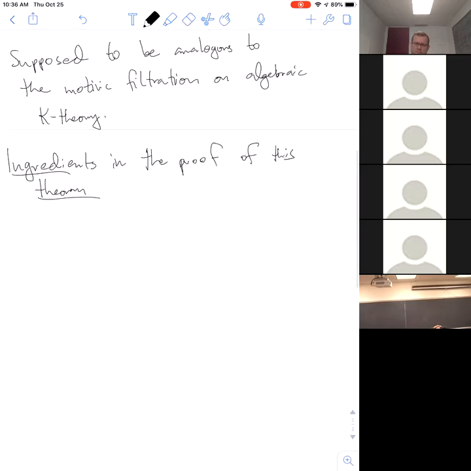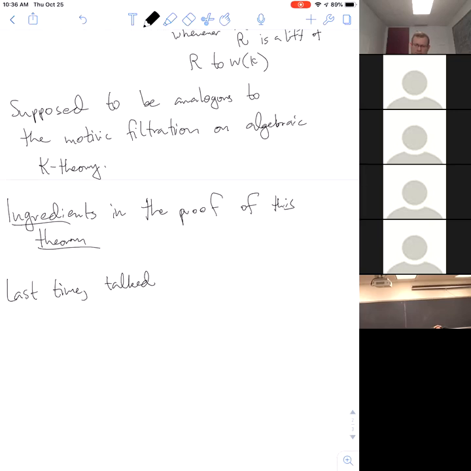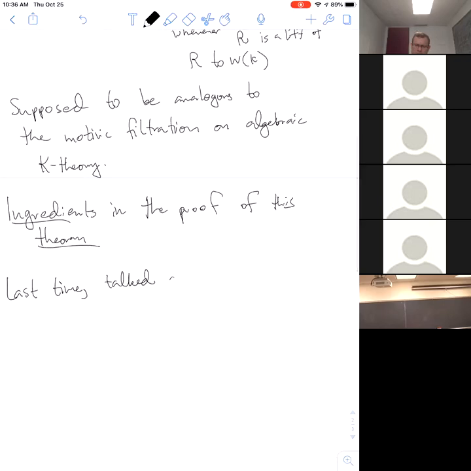So I guess one of the ingredients is this technology of derived functors, which I talked about last time. The idea is that you want to prove something for smooth algebras, but you're actually going to prove it by working not with smooth algebras, but with these very large rings. And then you have to derive your functors properly. So last time we talked about the machinery of derived functors.